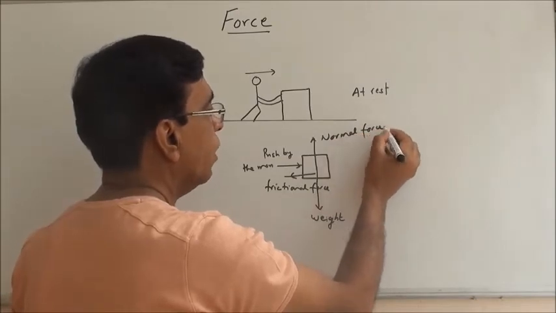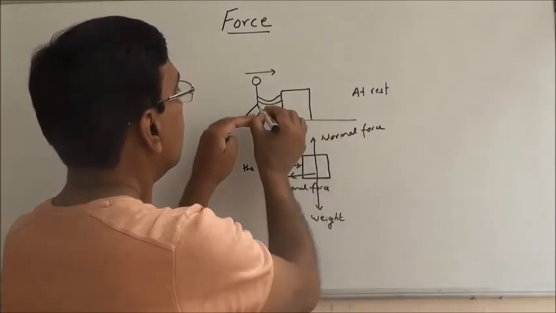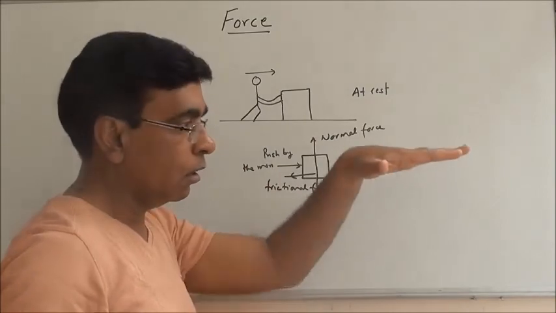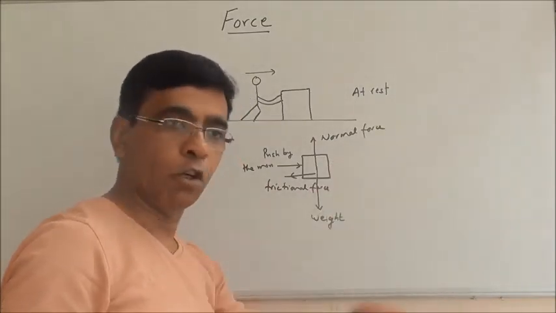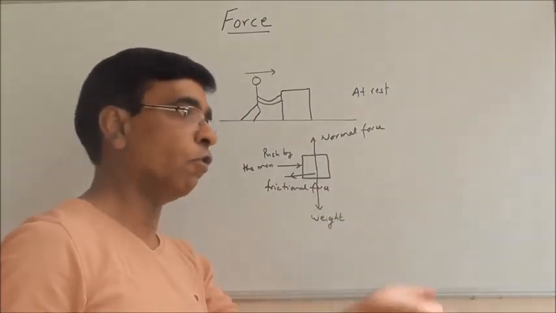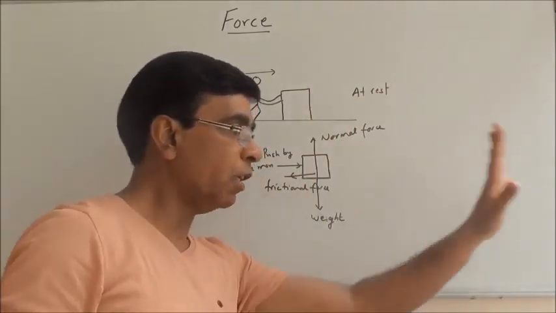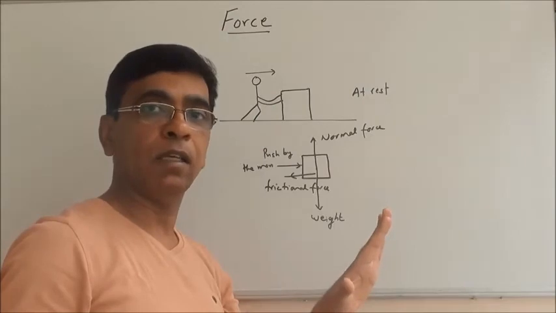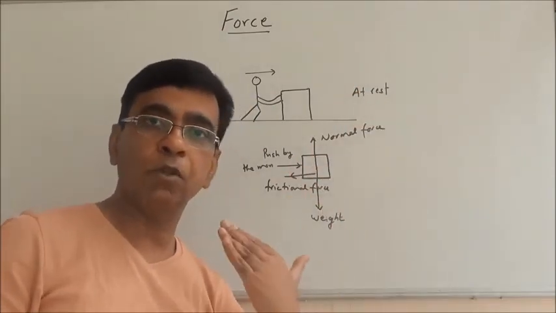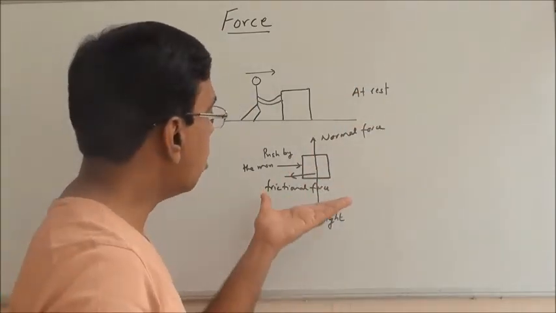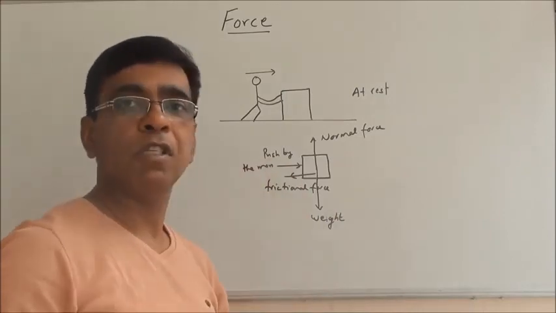I have to combine various forces into a single one. This object is at rest. Weight is acting down. It's not accelerated downward. It means there is a force in the upward direction. So there is normal force. The person is pushing it right, but even then this is at rest. It means there is an equal force in the opposite direction. So this is how we can mark the forces on any body.